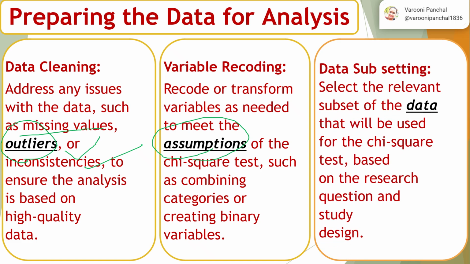Data subsetting. Select the relevant subset of the data that will be used in the chi-square test based on the research question and study design. So if you want to perform this chi-square test, you can select the relevant data. Say for example, I need only these many patients that fall under that specific category. So that will be the subset of data, and I will be using the chi-square test only on that subset. So it is very essential that you first understand what the research question is, right? And then you understand the design, and then you perform the chi-square test.